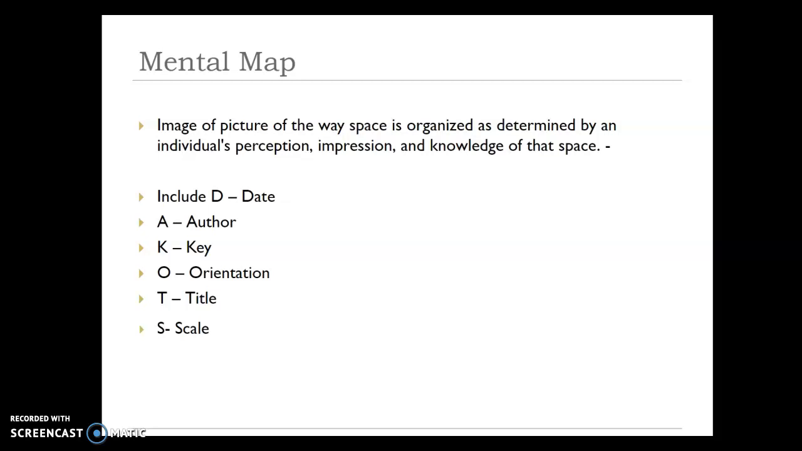I have a few of them demonstrated on this. You're not going to see all of them. I don't think the date or the author or the title is on here. But we do have the key, orientation, and scale, so I want to show you what those look like. And date and author and title, you can figure that out on your own.